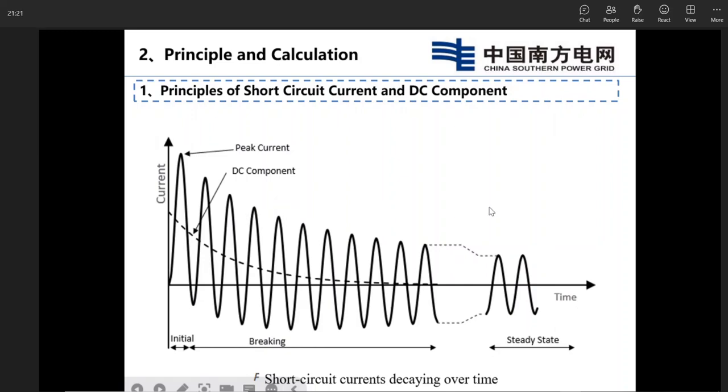In this curve, it's the short circuit current curve. You can see this line is the DC current, the DC component, and it won't change suddenly. It will decay over time until it finally drops to zero. And this is the AC part. It won't change. So AC part plus DC part is the short circuit current.